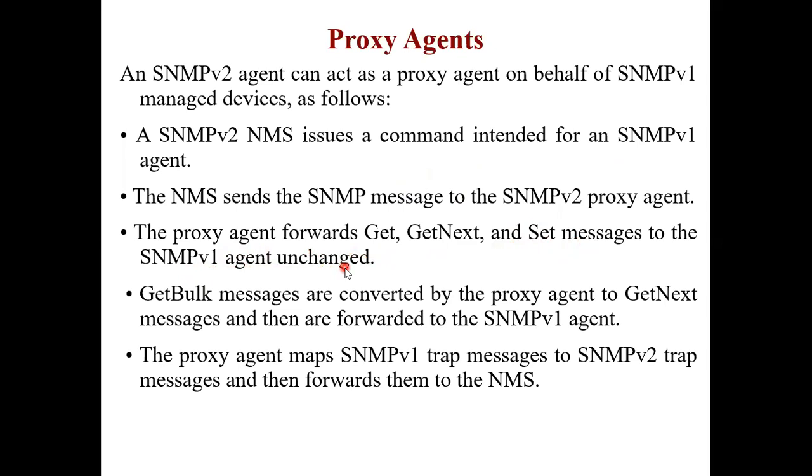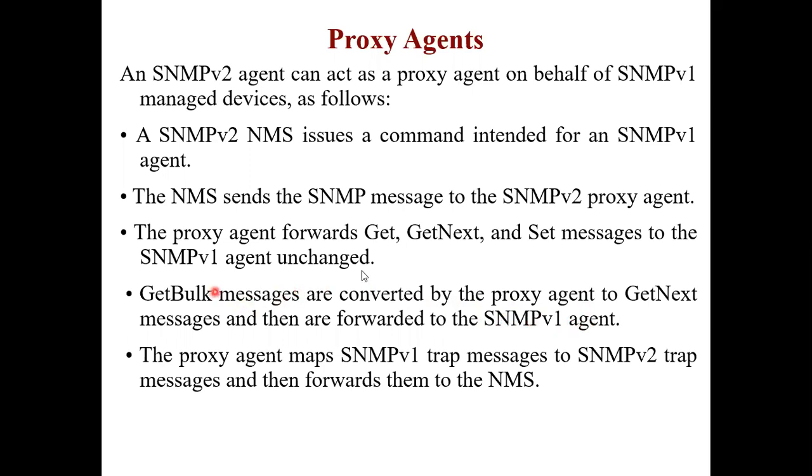Now we have 2 more messages, that is the get bulk message. So what if I receive a get bulk message? Because see, version 2 generate कर रहा है a command for version 1. So in version 2, we know I have a get bulk message. So if I receive a get bulk message, what will the proxy agent do? So the get bulk message is converted by the proxy agent to a get next message, and then it is forwarded to SNMP version 1. I'll show you one diagram to explain this.